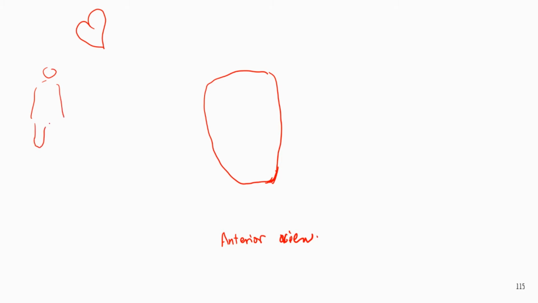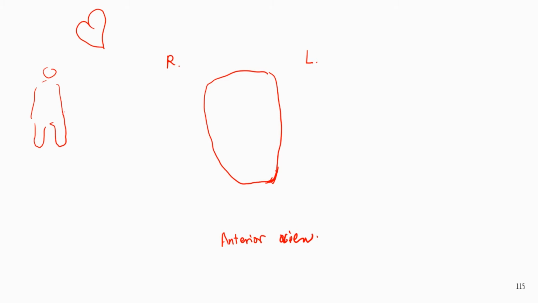So let's draw the heart. Now, a lot of people draw this when they draw a heart. That's cute, but that's not the actual shape of the heart. And we draw the heart using the anterior view. Remember the anatomic position, right? We're looking at the anterior view. Now, when we look at the anterior view, keep in mind that this is going to be the right side, okay? And then this is going to be the left side.